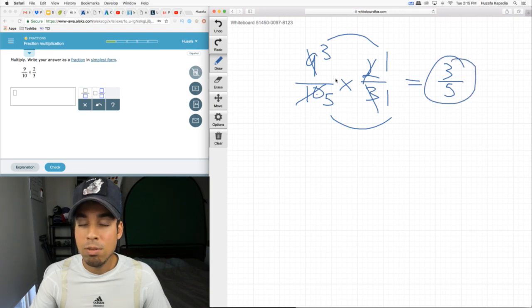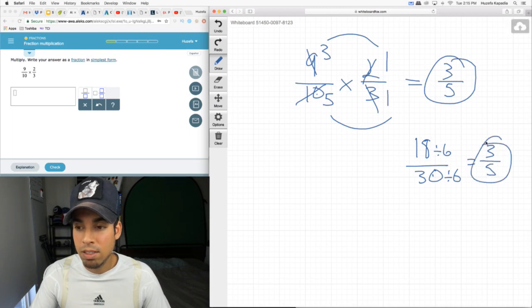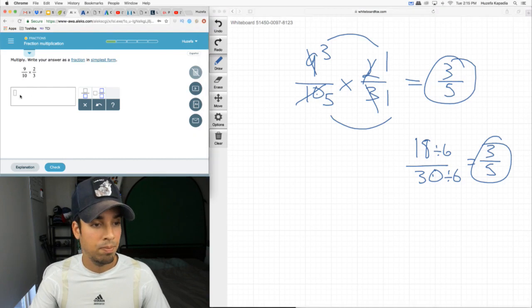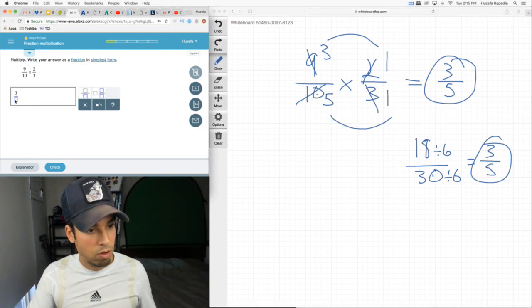Do you have to do the simplification? No. If I didn't, I would have multiplied across and gotten 18/30. But then we look at it and we're like, oh, now we can divide the top and bottom by 6. And you'd still get 3/5. It's the same thing. So if you forget this or don't catch this, you're still going to get the right answer, as long as you eventually simplify. 3/5.